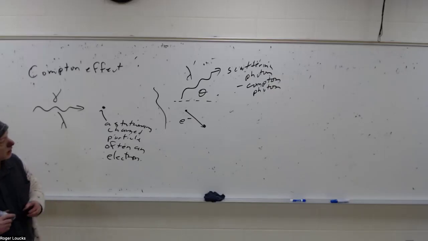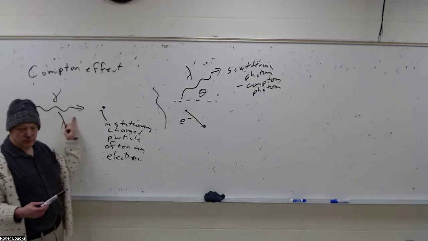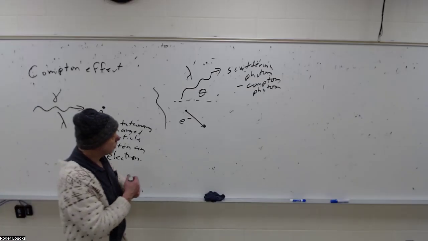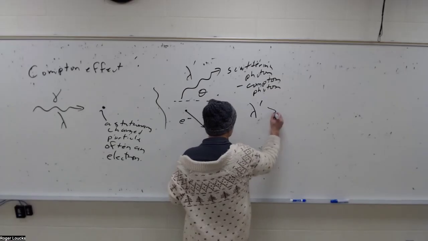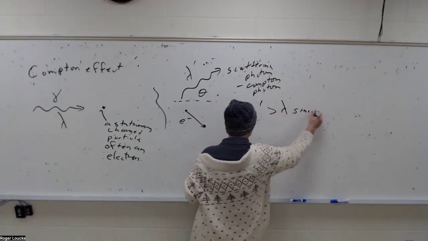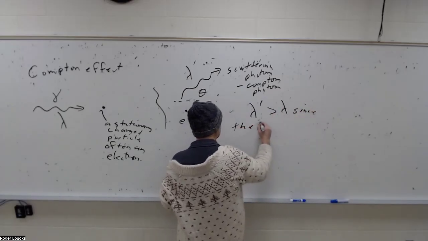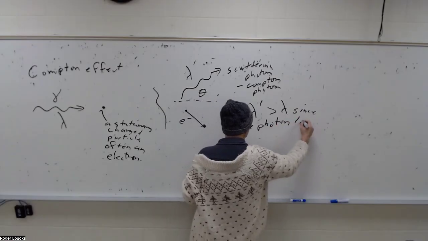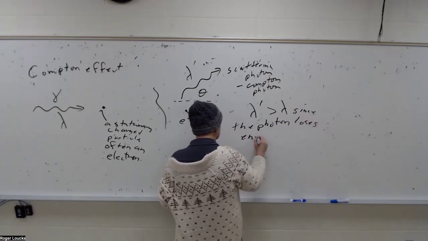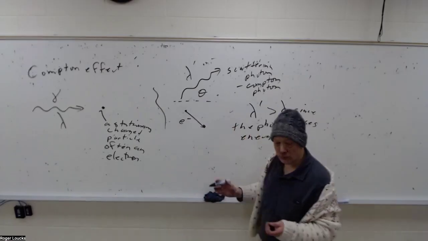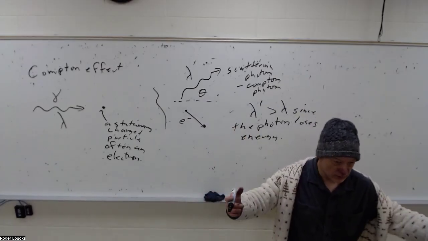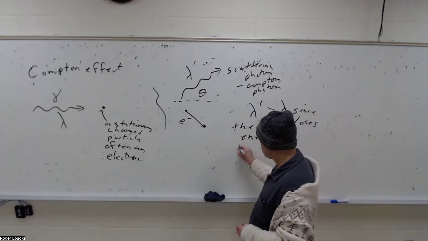Now, what did we say happens to that wavelength here? Does it get bigger or smaller? Bigger, because this photon loses energy. And so lambda prime is greater than lambda, since the photon loses energy. Okay, I'm going to give you what the equation is, and then we're going to derive it.